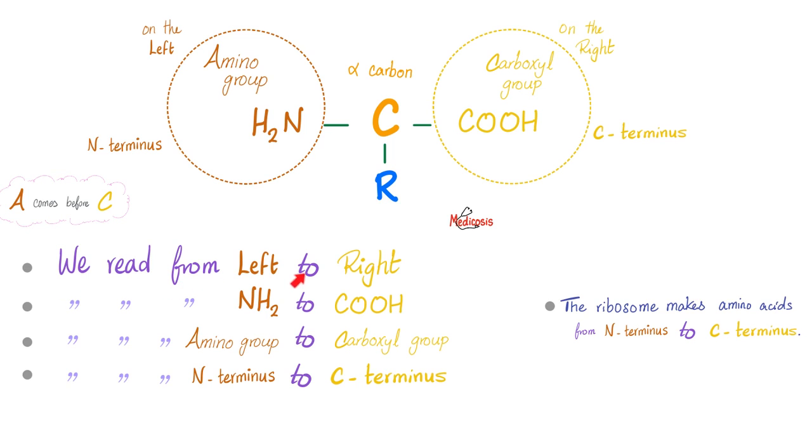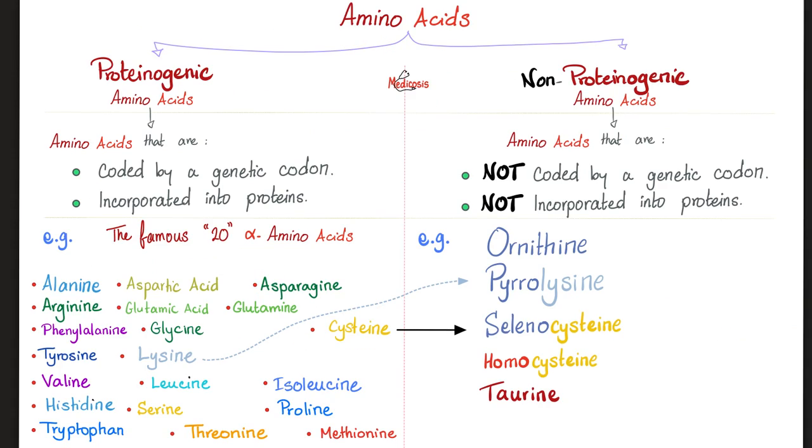In English, we read from left to right. Same thing with amino acids. We read from the amino group towards the carboxyl group. Why do we care? Because this is the order of the amino acid coming out of the ribosome on the rough endoplasmic reticulum, if you remember. The ribosome makes the N-terminus first before the C-terminus. That's why we care.